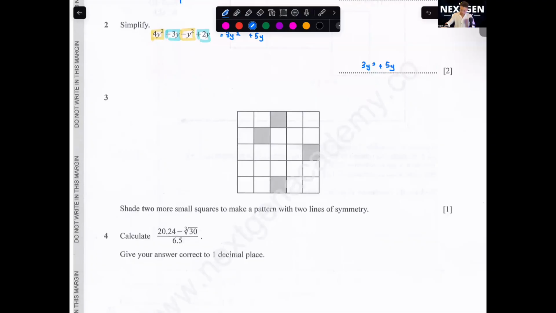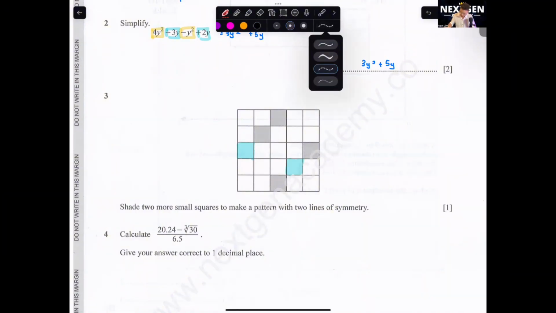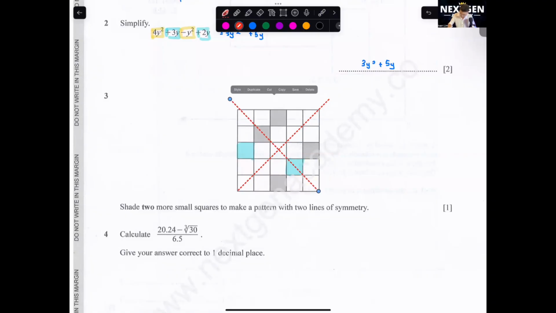Number 3, shade 2 more squares to make a pattern with 2 lines of symmetry. What is line of symmetry? It's a mirror line. So what we can do is we add over here. We shade this box and we shade this box here. So any sort of shading, please use your pencil. Why we put here? So that our line of symmetry will look like this. Over here is 1. See, this is a mirror. And another one over here. Don't need to draw the line of symmetry, but this is just the explanation for y'all.